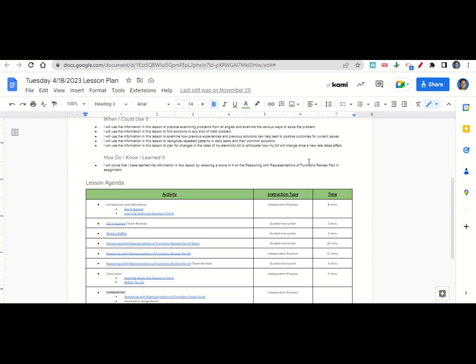After that, we'll go over the Reasoning with Representations of Functions Review Part 3 notes, and I'll give you time to complete the Reasoning with Representations of Functions Review Part 3 assignment. Once you've completed the assignment, we'll go over it together and answer any questions that you may have. At the end of class, we'll go back over our learning goals and success criteria while you fill out your Before You Go. Your only homework for tonight is to continue working on the Reasoning with Representations of Functions study guide and any incomplete assignments that you may have.